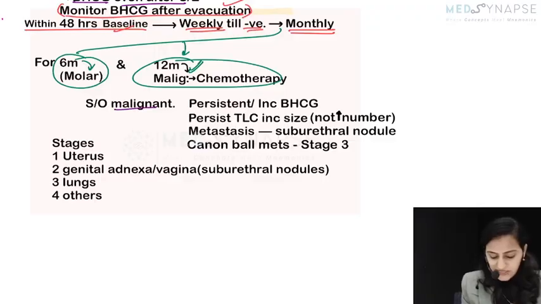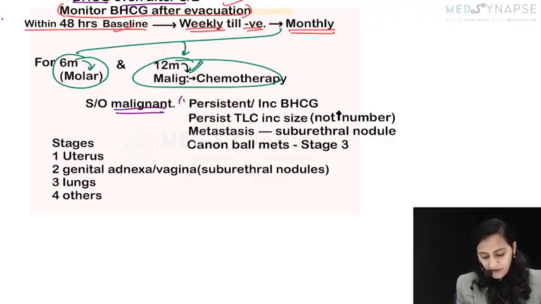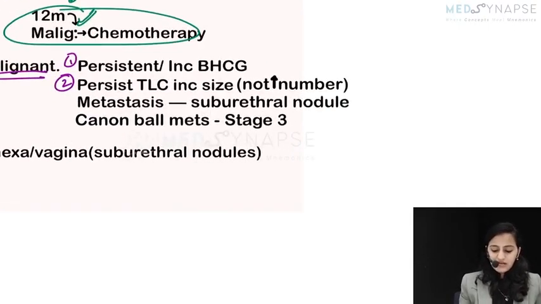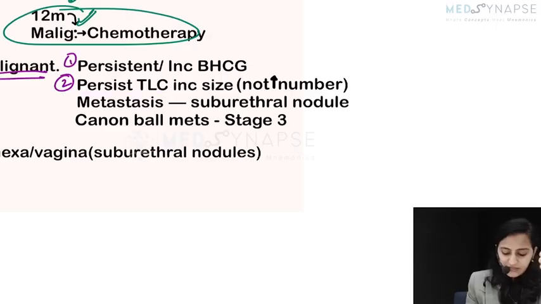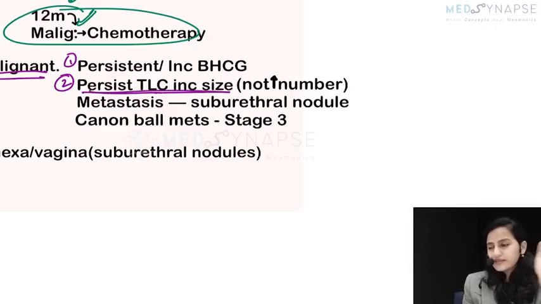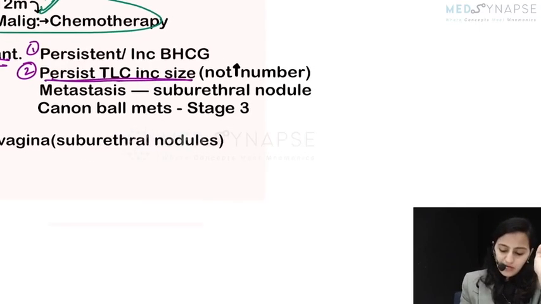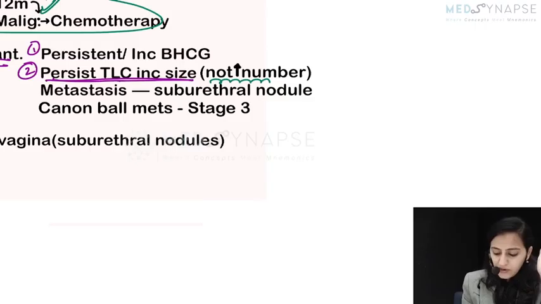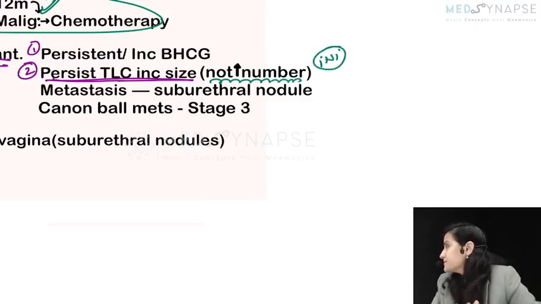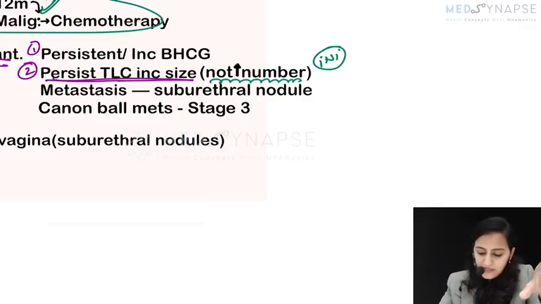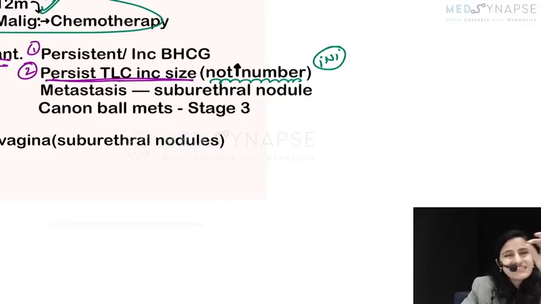The features suggestive of malignancy are, of course, we said persistent or increased beta HCG. The other features are theca lutein cyst not disappearing. They are increasing in size or they are not disappearing. Remember, not the increase in number. This is your previous INI-CET exam question. Increase in number is not a marker of malignancy. Increase in size is.